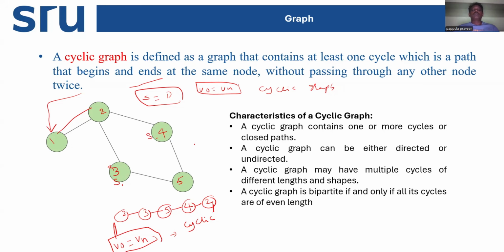A cyclic graph is defined as a graph that contains at least one cycle, which is a path that begins and ends at the same node without passing through any other nodes. A cyclic graph contains one or more cycles, closed paths. It can be either directed or undirected, and may have multiple cycles of different lengths. It is bipartite if and only if all its cycles are even.